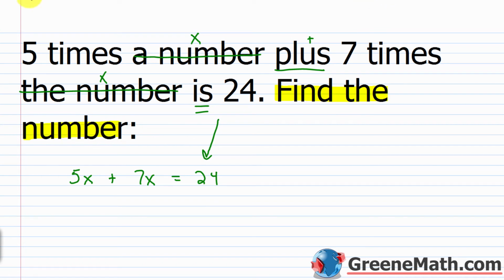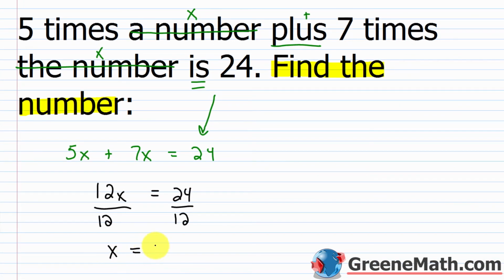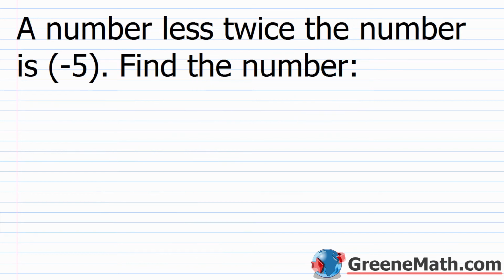So 5x plus 7x, we combine like terms there, we get 12x. And this equals 24. We divide both sides of the equation by 12, and we get that x is equal to 2. Or again, using solution set notation, we say that this set contains the element 2. Now, when you solve a word problem, you generally want to answer with a nice little neat sentence. So we can just say the number is 2. Either way. All right, let's take a look at another one.